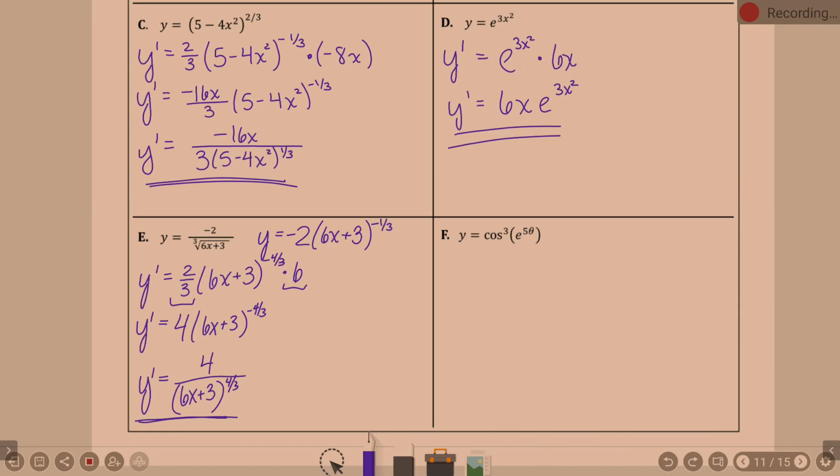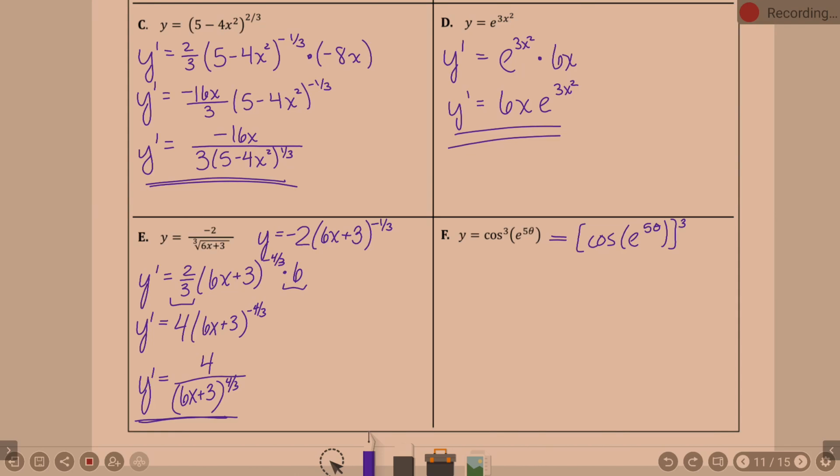I'm going to call this the first challenge problem. Now, let me ask before we get going too far: what is this 3? It's like x to the third. So this is cosine cubed, right? So I'm going to rewrite this as cosine of e to the 5 theta, quantity cubed.